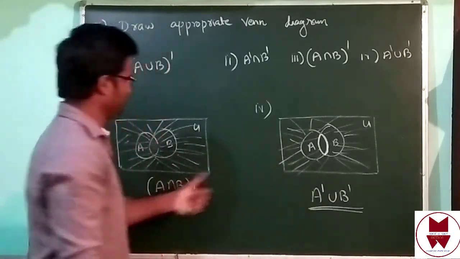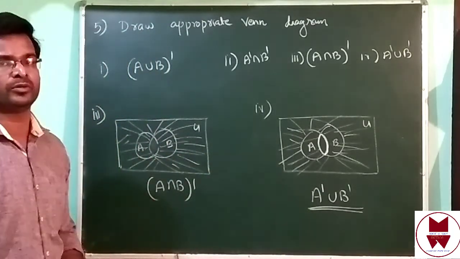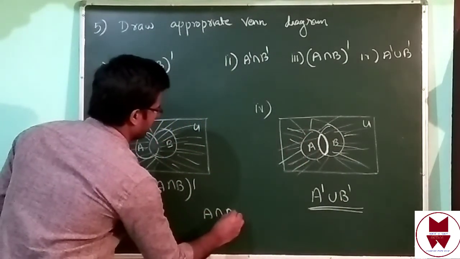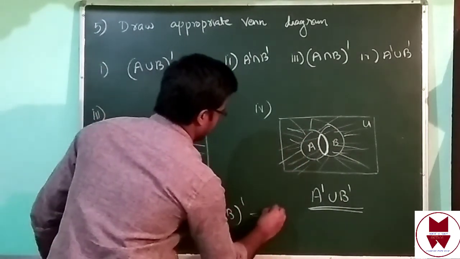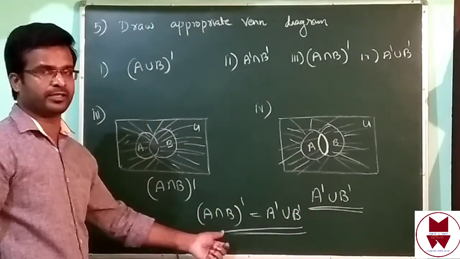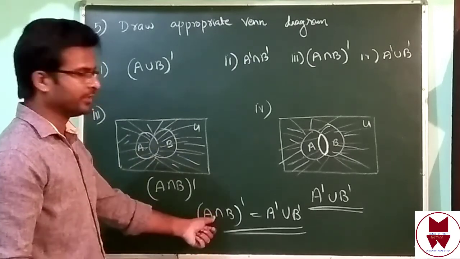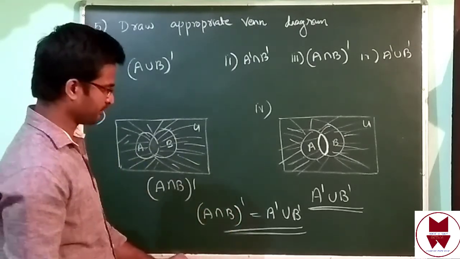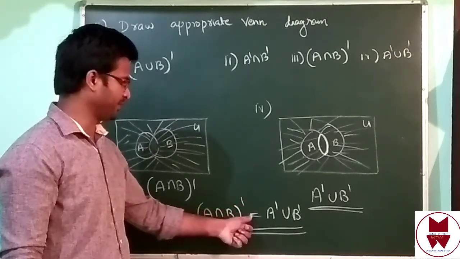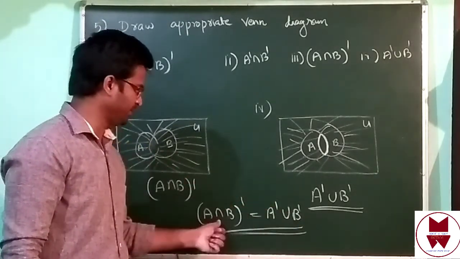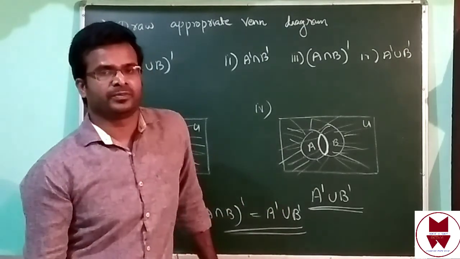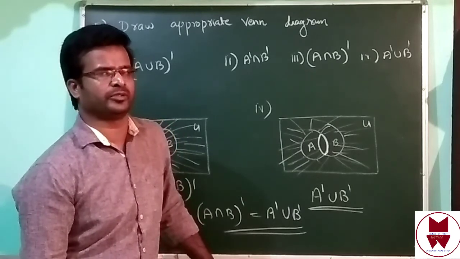Then these two are also equal. This is the second law, De Morgan's law, that we have studied. (A intersection B) complement, we can write as A complement union B complement. Already we have studied properties of complement. That is De Morgan's law, Roman number 2. Check it. You can see there also (A intersection B) complement we can write as A complement union B complement. Intersection changes to union. Then this exercise is finished. Some questions remain, and you can do those as homework.